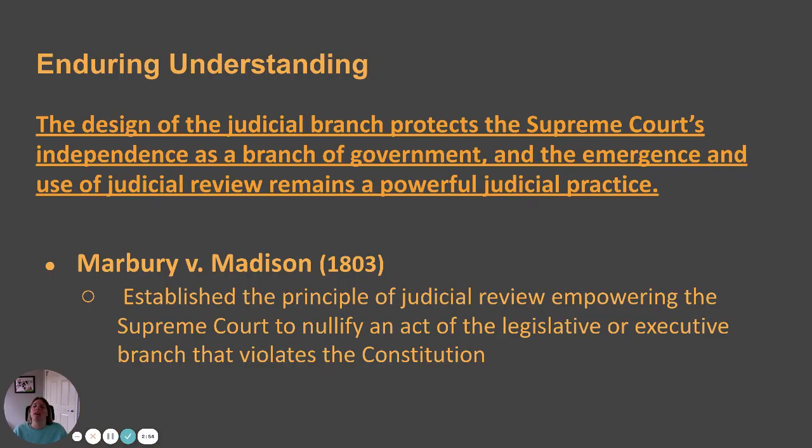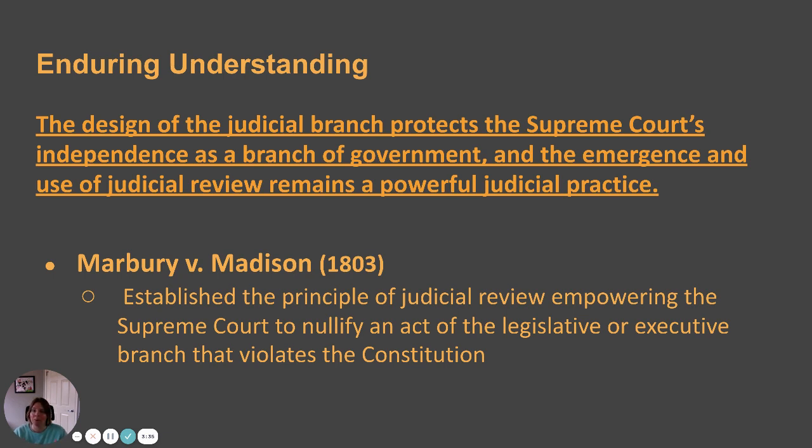So each of these cases is under an enduring understanding, basically. Some enduring understandings have multiple cases. Some enduring understandings only have one case. This is an example of just one case. So the enduring understanding here is the design of the judicial branch protects the Supreme Court's independence as a branch of government, and the emergence and use of judicial review remains a powerful judicial practice. Judicial review, please remember, is the power of the courts to overturn actions of the president, actions of Congress, actions of the states. If those actions are unconstitutional, the court can strike them down, basically.